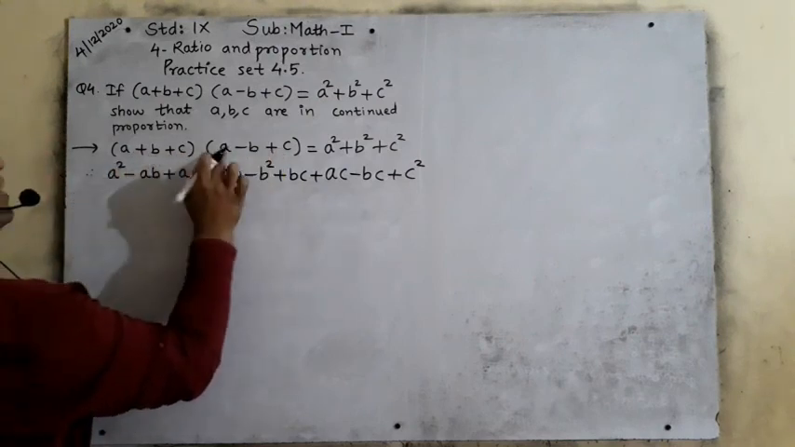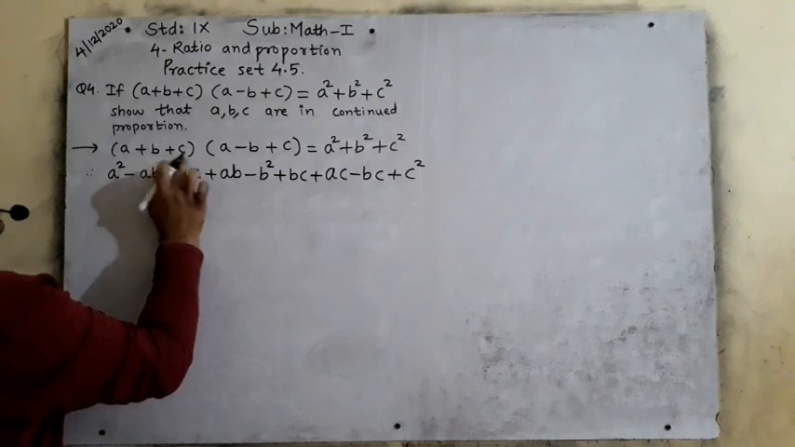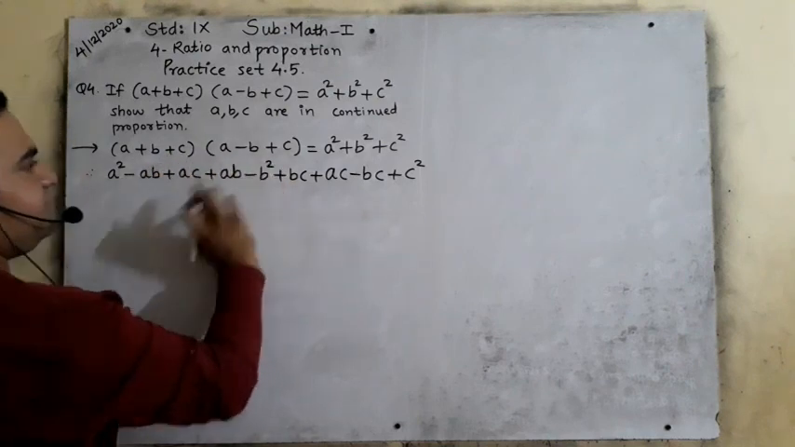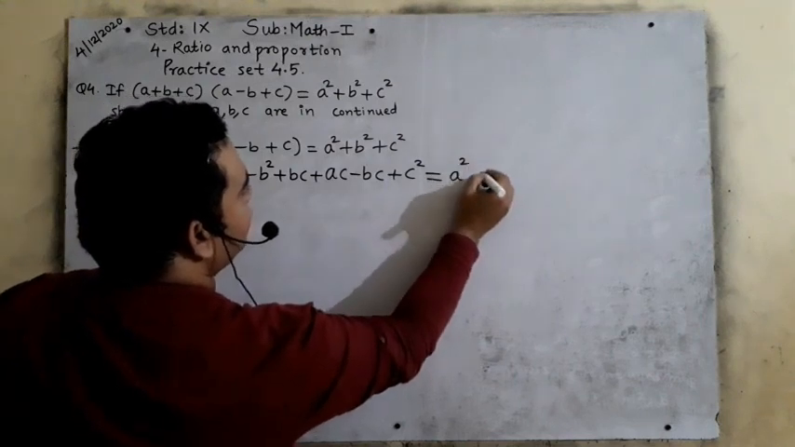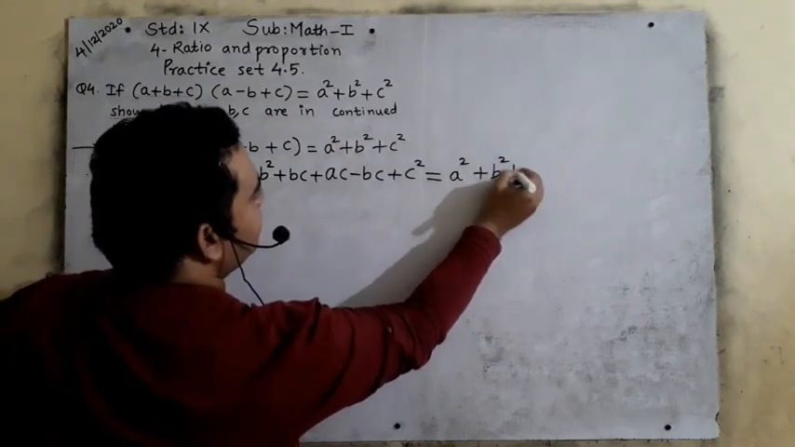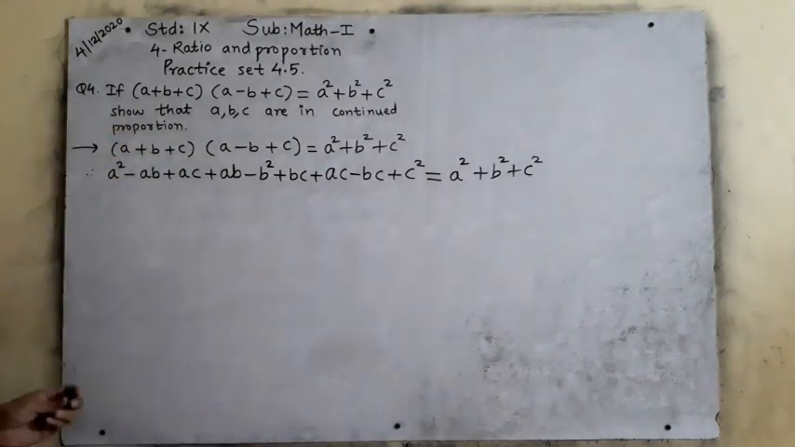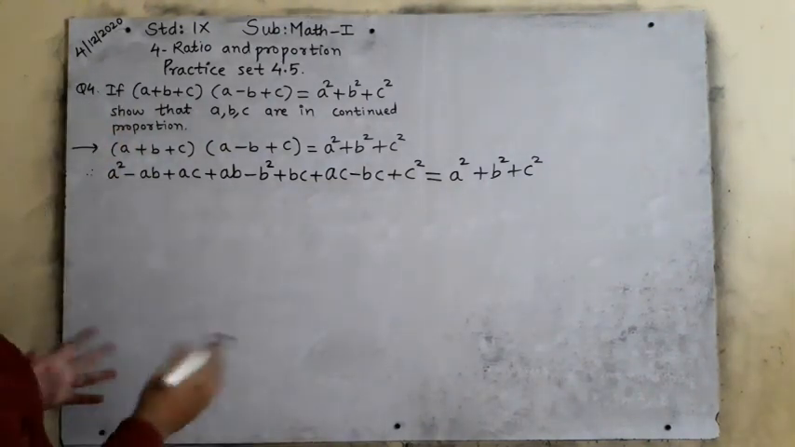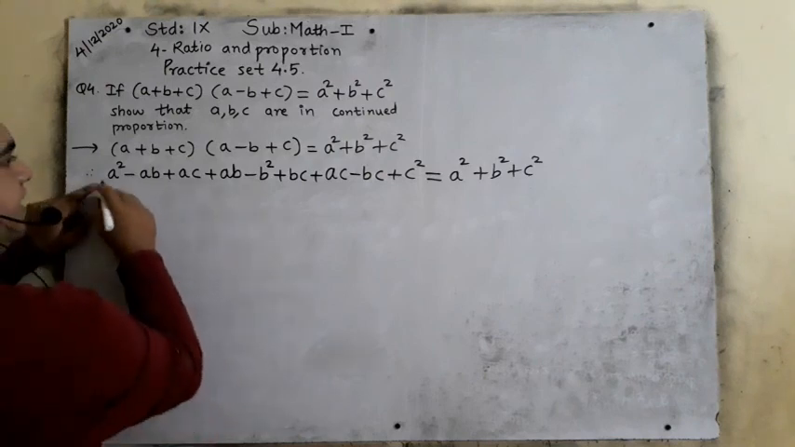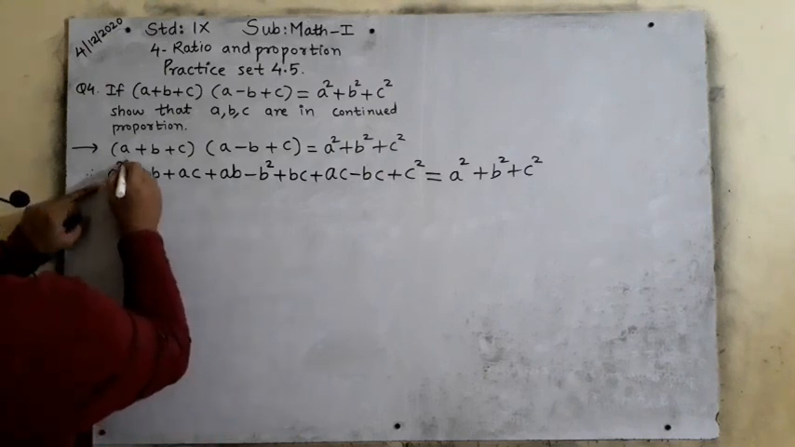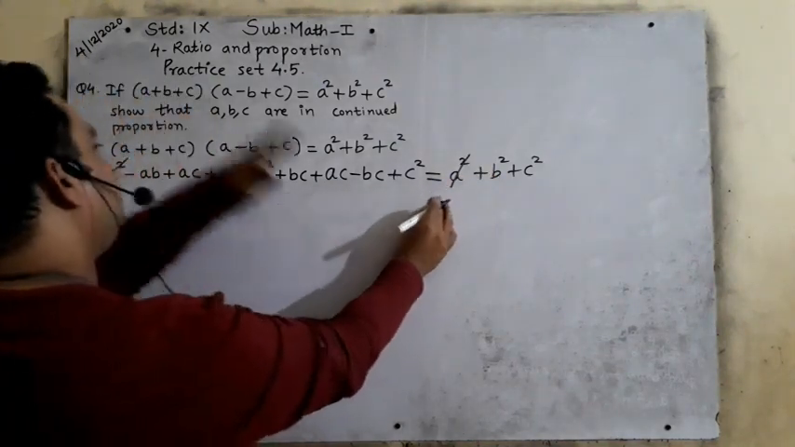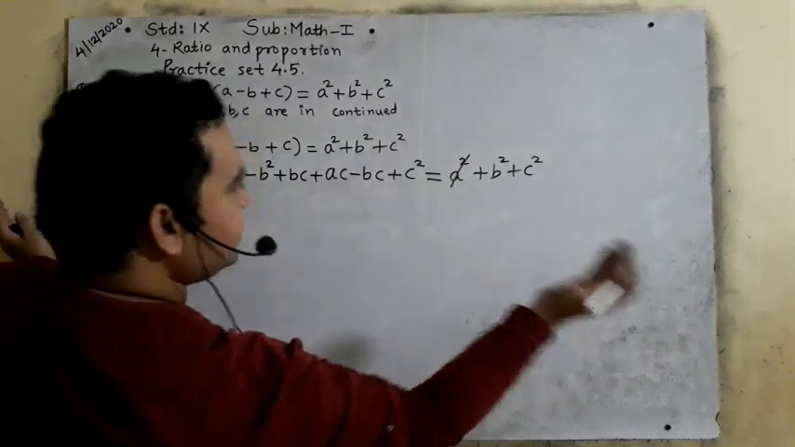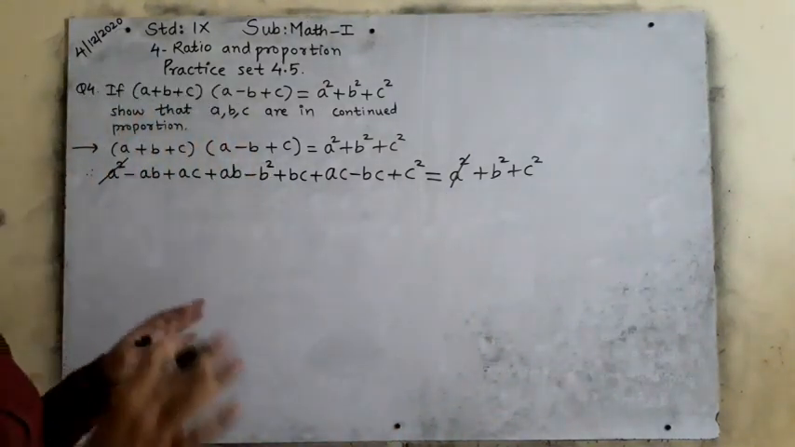Then B multiplied to this complete bracket. Then this plus C will multiply to this complete bracket. Finished. Now we will write this right hand side as it is, A square plus B square plus C square. Now please cancel the opposite terms. See, A square is here, also A square is here. So left hand side and right hand side, if you see the same term, they will get cancelled.